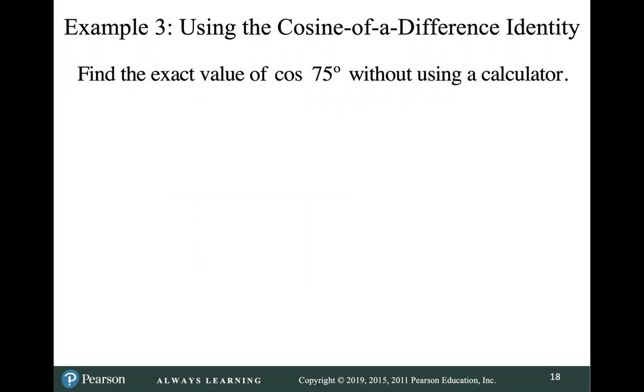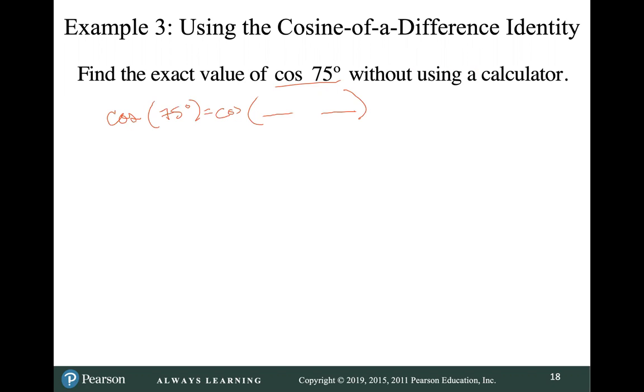Okay, so let's see if we can apply it. We want to find the exact value of cosine of 75 degrees. 75 degrees is not on our unit circle, so I need to find out, is there a way to express this as a sum or a difference? So we're going to find cosine of 75 degrees equals cosine of something plus or minus something.